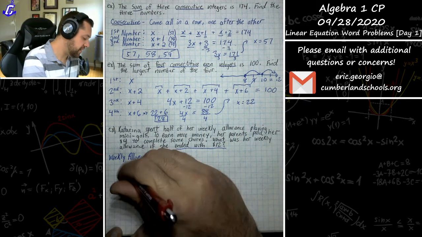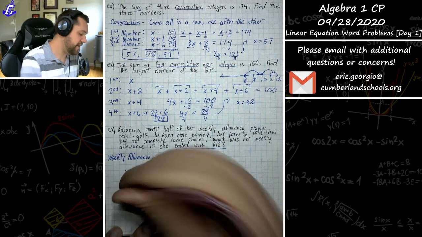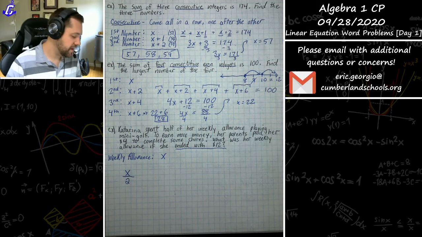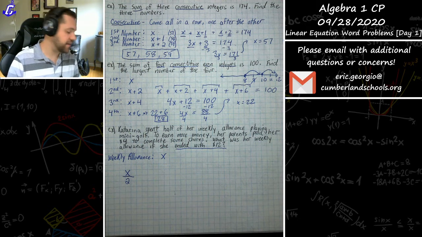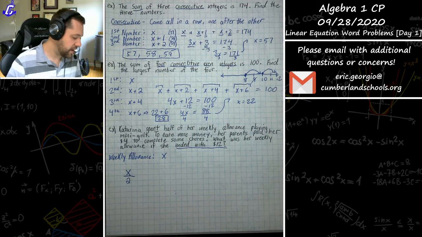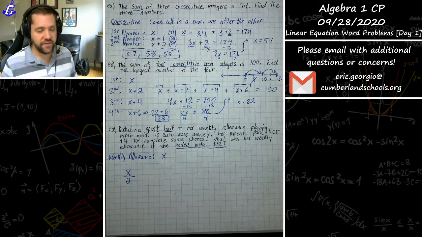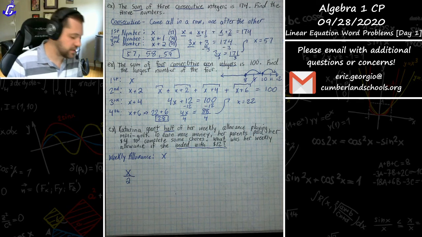So she took her weekly allowance and spent half of it, means she now has only half of it left, or divided by 2, right? I cut it in half. That's how much I have left. If I had $20 and I spent half of it, now I have $10. 20 divided by 2, right? So that half is division. You could also multiply by 1/2 if you so desire. It's the same thing as dividing by 2.